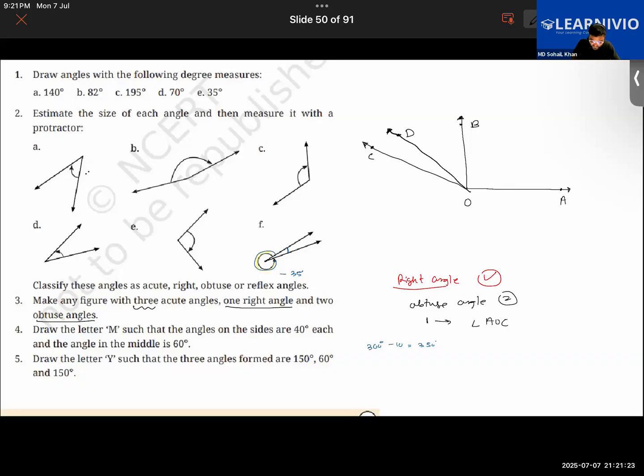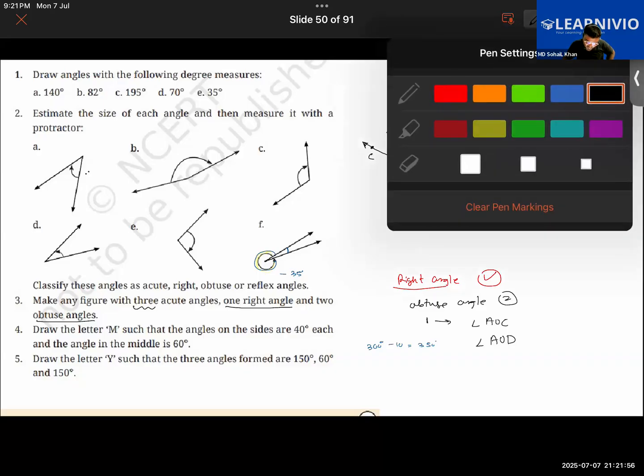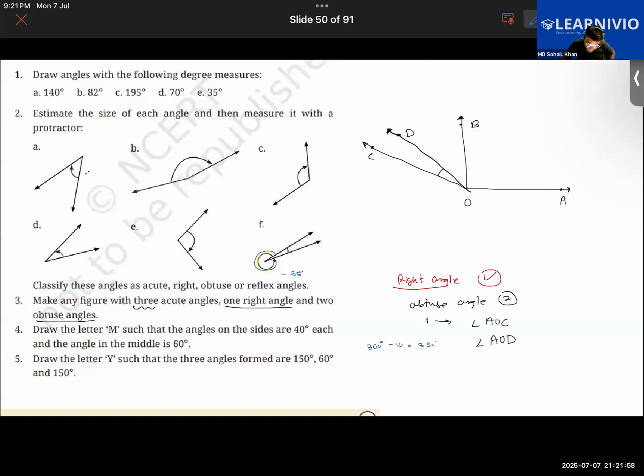Now, will you not also have one more obtuse angle in the figure, angle AOD? Yes. You already have acute angles here now, not only 1, 2, but 3. In this figure, there are 3 acute angles. Tell me how. COD, DOB, and then what's the third? BOD and BOC. Exactly.